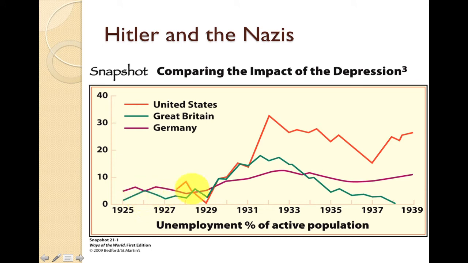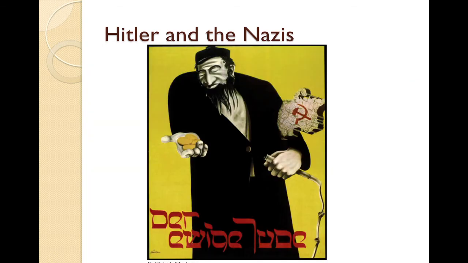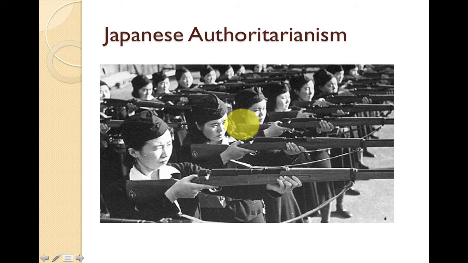If you see on this graph here, unemployment stayed relatively low in Germany. Right here in 1932 is about when Hitler took power. And also, Hitler enacted social changes that devastated the enemies of the state, which represented the moral failure of Europe. And here, as the book describes, is an anti-Semitic poster in which Hitler devised an enemy of the state as the Jewish people. And finally, Japanese authoritarianism.